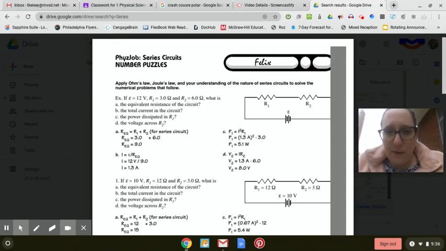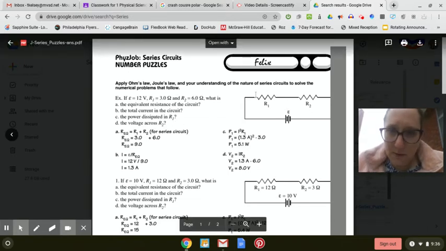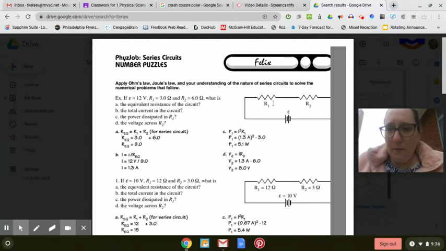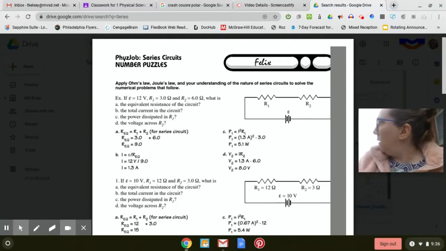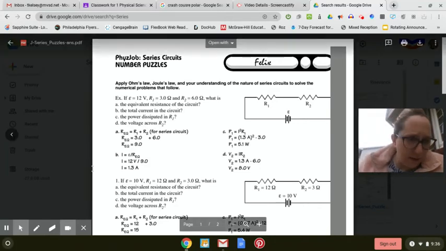C wants you to find the power dissipated across resistor 1, so just this resistor right here. There are a bunch of different power formulas, P equals IV, I squared R, all sorts of different things.